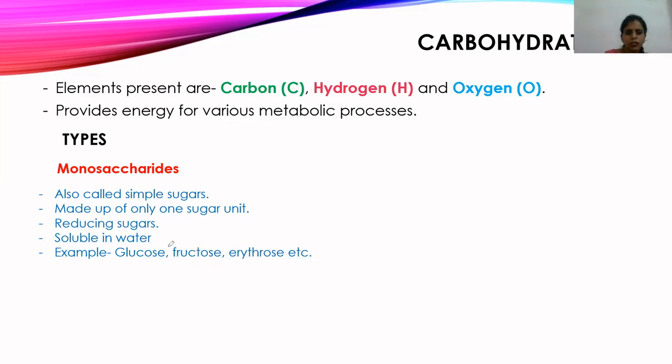Fructose is also known as fruit sugar. The fruits which we eat, most of the fruits like apple, banana, mangoes and all, have fructose in them. So fructose is also known as fruit sugar. And all these monosaccharides are sweet in taste. They taste sweet.